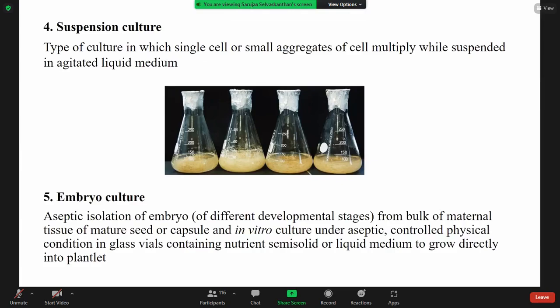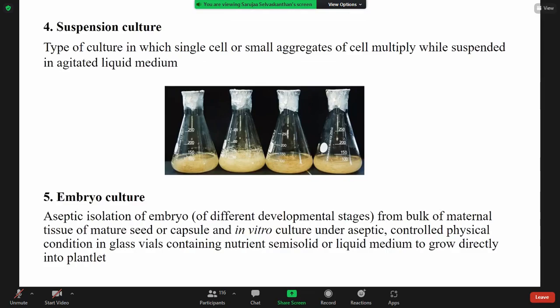The best example for embryo culture is maize. The maize embryo is commonly used for the practical, and we can observe the quick emergence of maize plantlets.